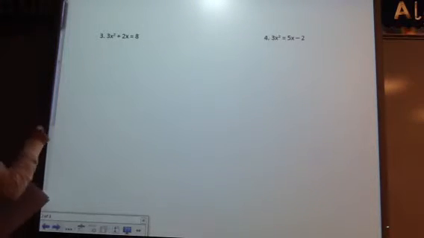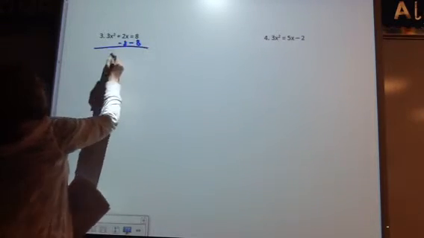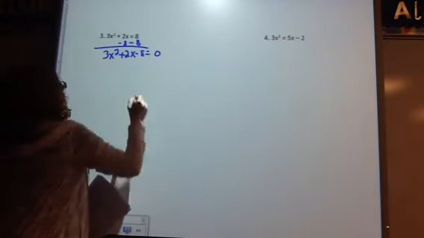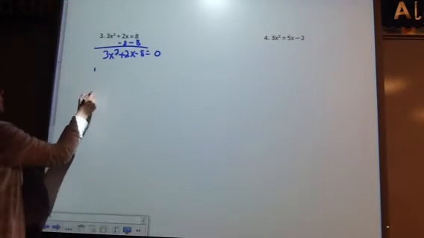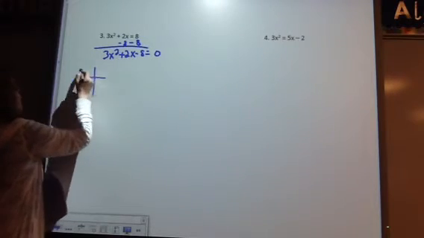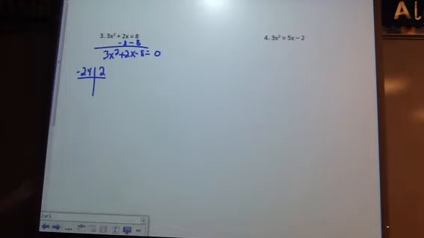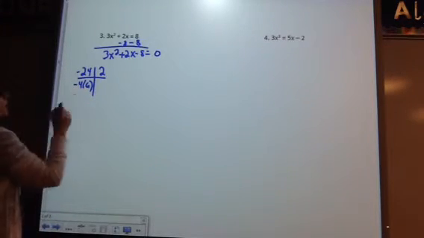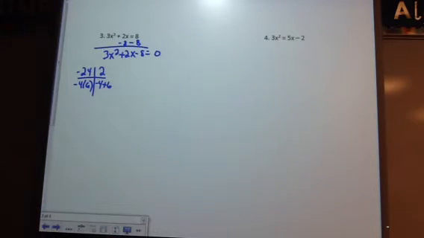All right, on 3, what's different is we don't have it set equal to 0. So let's subtract 8 from both sides. And now we're ready to go. Do we have any common factors to pull out of these 3 terms? No. So let's do our T-chart. When we multiply, we get negative 24, but when we add, we get a positive 2. So if we take negative 4 times 6, we get negative 24. Negative 4 plus 6 will give us a positive 2.